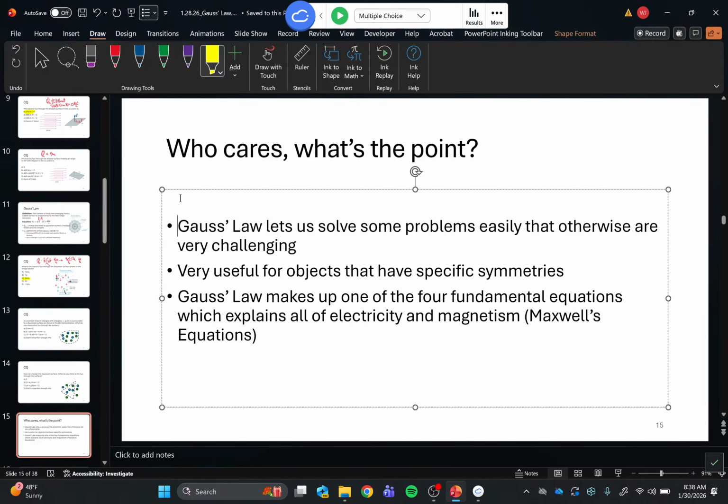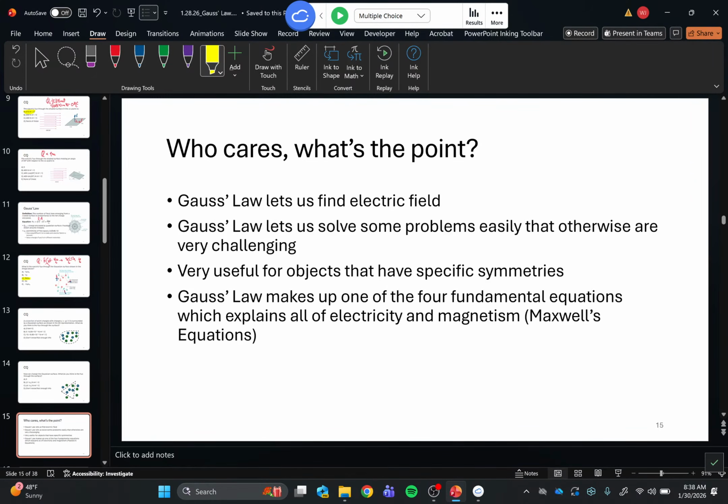Gauss's law lets us solve some problems. Specifically, Gauss's law lets us find electric field for some problems that would otherwise be pretty challenging. We're going to see some of those problems that if we try to do Coulomb's law with it, it'd be very unpleasant. It's a math trick in a lot of ways, but it's also a bit more comprehensive than Coulomb's law. We're going to actually use it to derive Coulomb's law at some point, just show that they're the same thing. So it's a nice little thing.